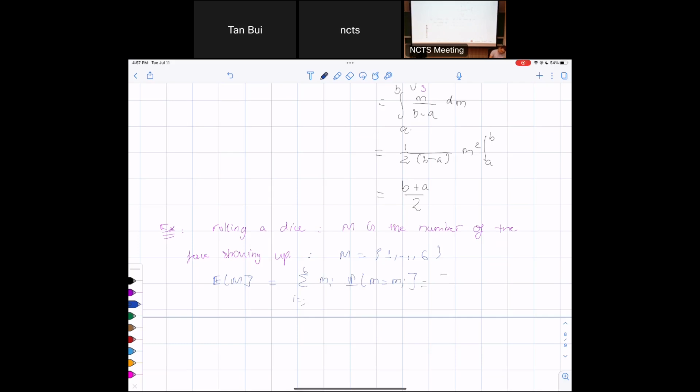And this is the summation of what? I let you do the 1 plus 2 plus up to 6. And each of the probabilities is 1/6, right? We assume this is a fair dice. So each probability is 1/6. So the answer is 7/2. Again, on average, the face that you see is around 3.5.